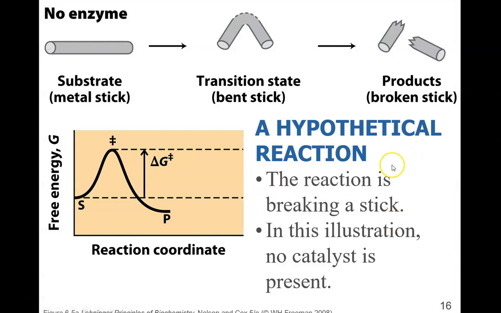So this is a way that we can illustrate this. Suppose I have a reaction and it's going to involve the breaking of a metal stick in two. So my substrate is envisioned to be a metal stick and I'm going to break it into two. And the transition state is a bent stick. So here's my substrate and I go through the activation energy that I have to spend to bend the stick, and then I get my product, which has lower free energy because two small things have lower free energy than one big thing. So in this hypothetical reaction, there's no catalyst.